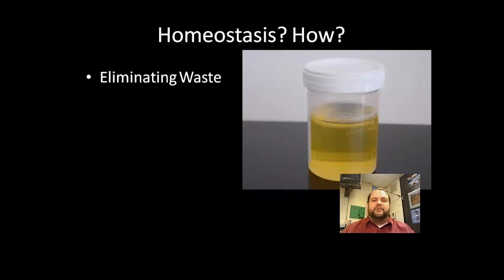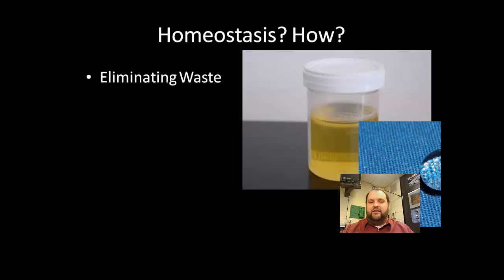First thing it's going to do is eliminate waste. Our cells are constantly making waste. We are constantly doing cellular respiration and generating waste, so we need to eliminate that waste, and the excretory system helps us get rid of a lot of that waste.